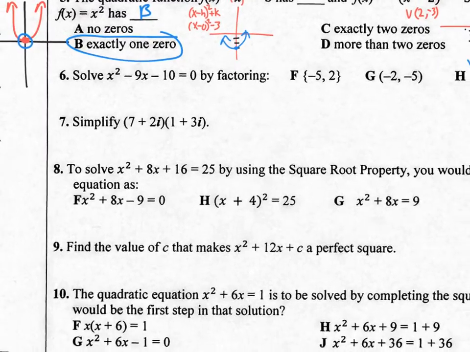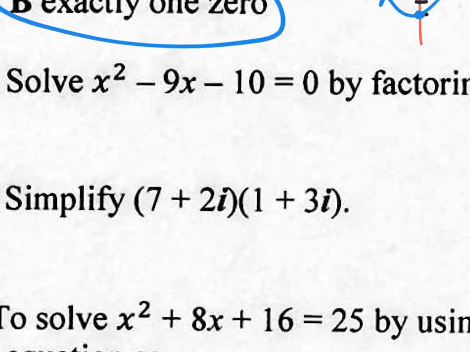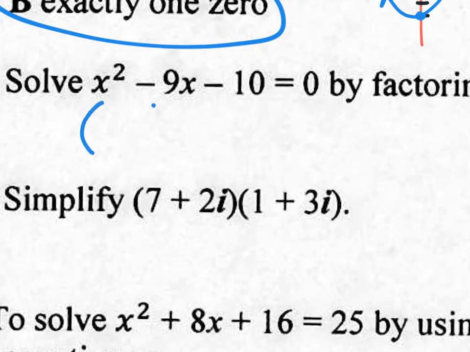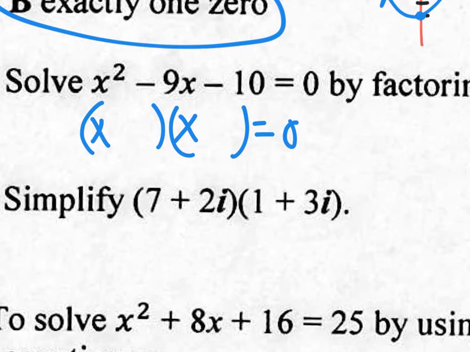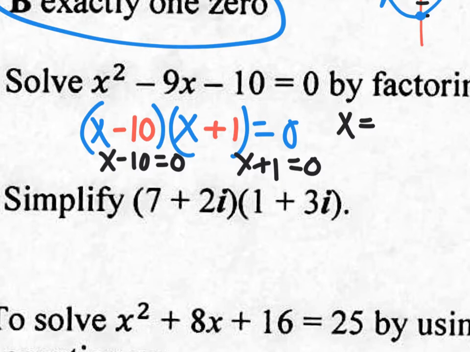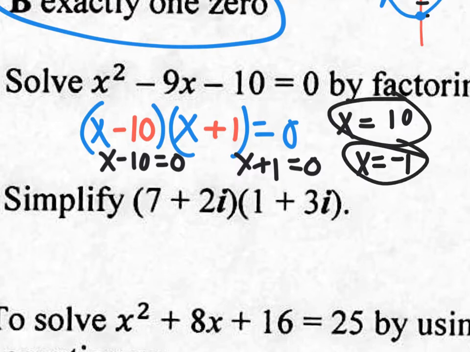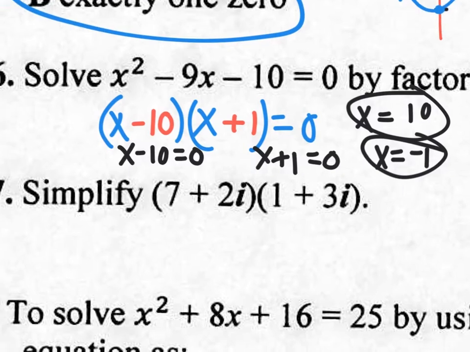Number 6, we need to solve this by factoring. Okay, so how am I going to do that? I want to go parentheses equals 0, x, what times what is -10, that if you add together is -9? Well, that would be a -10 times +1. Now, when you split it, you're going to get x minus 10 equals 0 and x plus 1 equals 0, which means that you're going to get two answers, x equals 10 and x equals -1. Yes, there's going to be some that easy, and it's going to be number 6 on tomorrow's test.